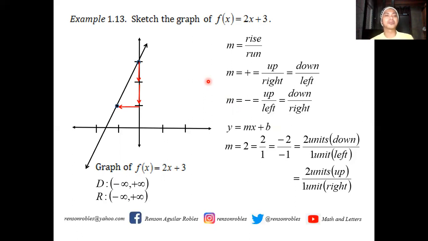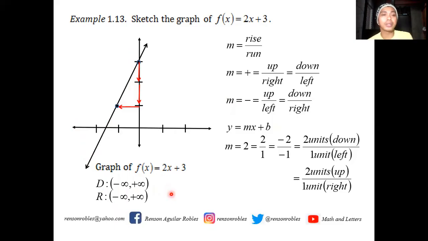And another way to determine the domain of this function is to look for the values of x through which the graph will be passing. The domain of this function is negative infinity to positive infinity, and the range is also negative infinity to positive infinity, or the set of real numbers.